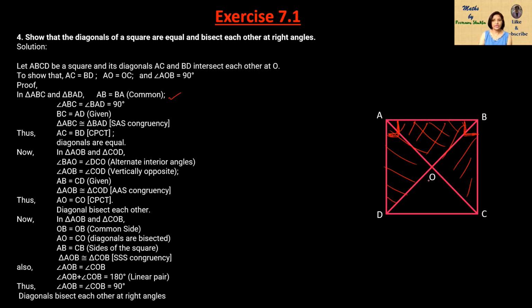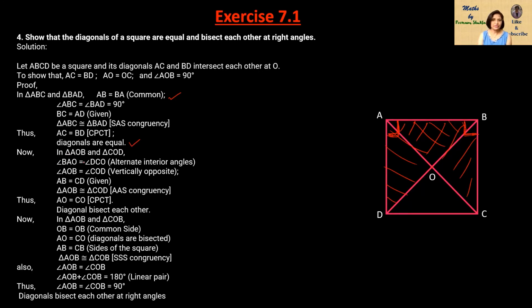So according to all these considerations, by SAS congruency rule, we can say triangle ABC and triangle BAD are congruent, right? Then by CPCT, we can say AC equals BD, because these two diagonals are corresponding sides of these two triangles. So by CPCT, we can say these two are equal. So one thing has been proved, diagonals are equal.